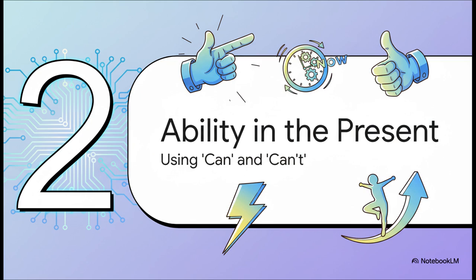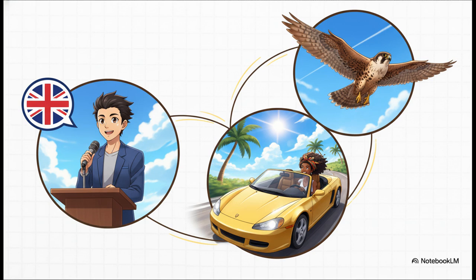Okay, so now that we have those 2 rules locked in, let's focus on the first big way we use these words, talking about ability in the present, what you can do right here, right now. So for positive things, stuff you are able to do, we use can. It's so easy. I can speak English. She can drive a car. Birds can fly. All you do is take your subject, add can, and then the verb.